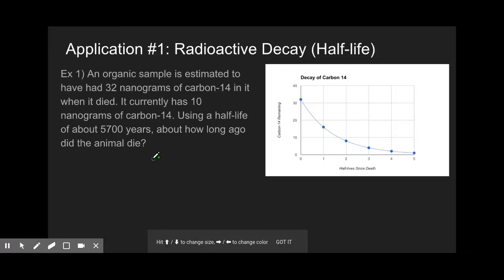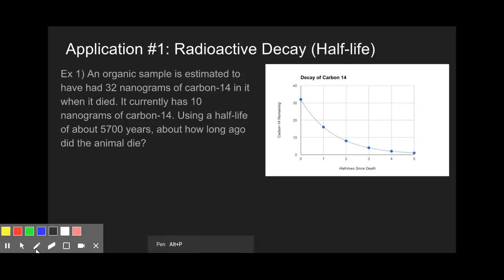All right, so example number 1: an organic sample is estimated to have had 32 nanograms of carbon-14 in it when it died. It currently has 10 nanograms of carbon-14. Using a half-life of about 5,700 years, how long ago did this animal die?